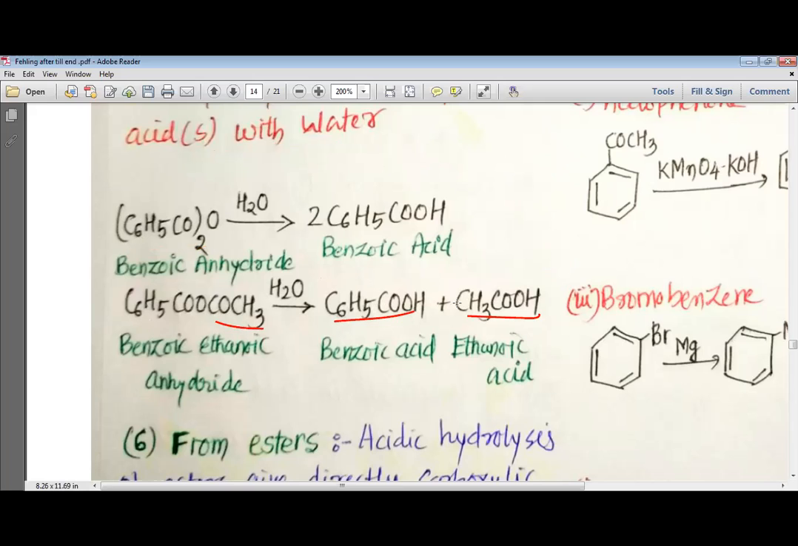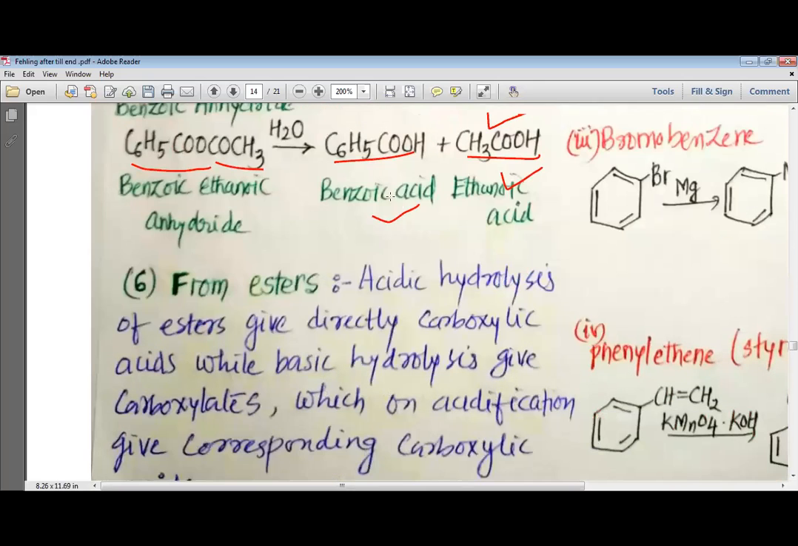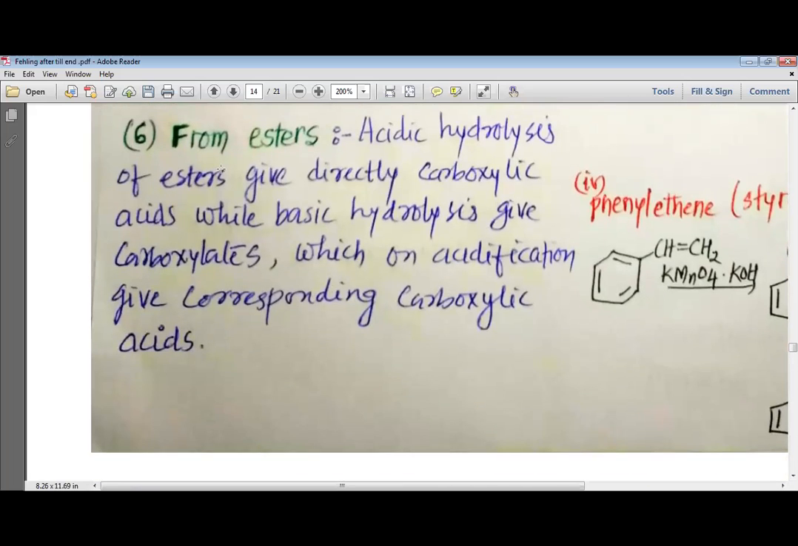By using this 2 carbon, we get ethanoic acid. By using this benzoyl part, we get benzoic acid. So even from anhydrides, we can prepare carboxylic acid, depending upon the R group, alkyl group or aryl group present in the anhydride. From esters, my dear students, we can also prepare the carboxylic acids.